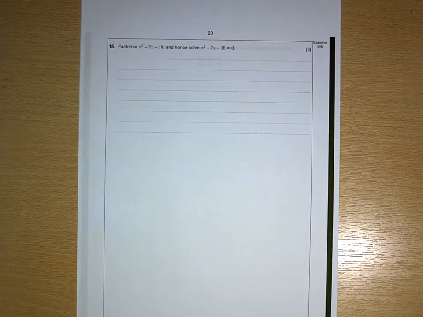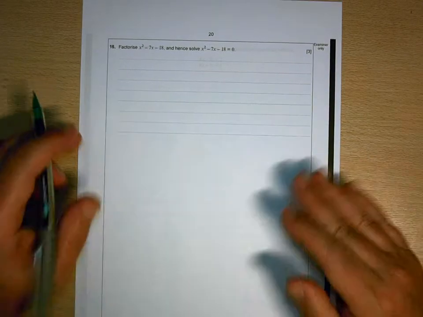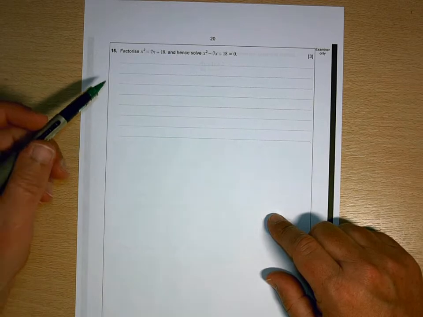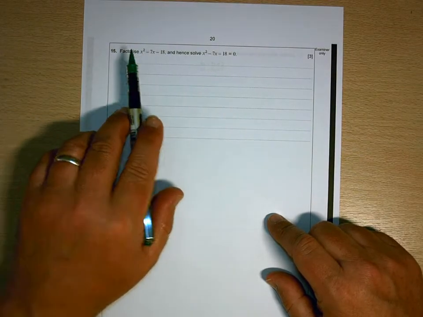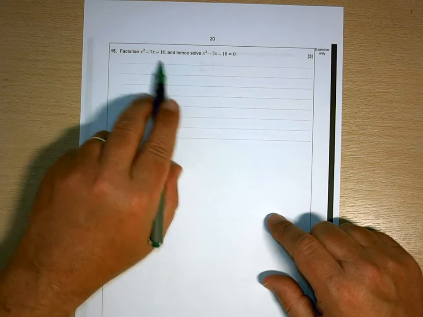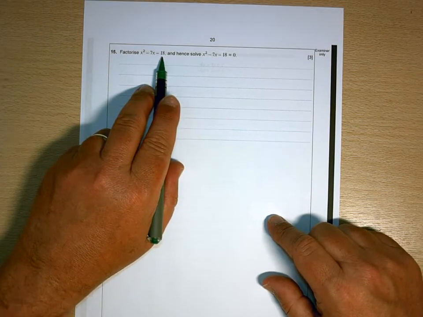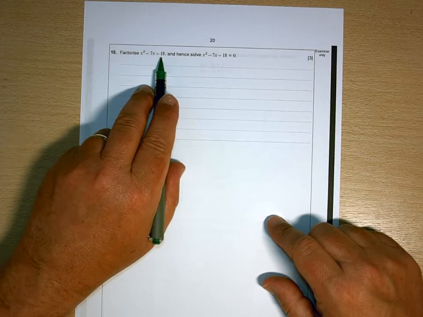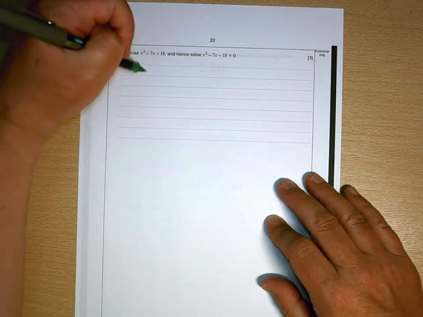Factorize x squared minus 7x minus 18. So again, this is something that if you haven't practiced isn't going to mean anything to you. So factorizing a quadratic expression. The stages you go through are like this. You first of all list the factor pairs of the number only term. So what numbers multiply to give 18?